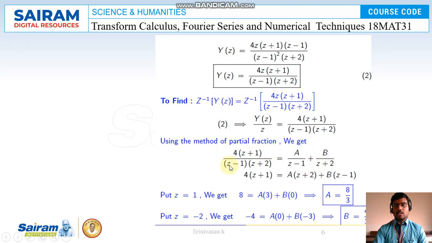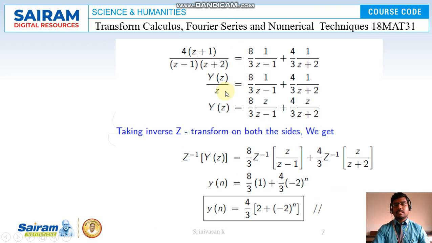So what is this value? This entire value, by using equation 2, is Y of z by z, equal to 8 by 3 into 1 by z minus 1 plus 4 by 3 into 1 divided by z plus 2. So taking z to the opposite side, we get z divided by z minus 1 plus 4 by 3 into z divided by z plus 2. Now taking inverse z transform on both sides. So z inverse of Y of z equal to 8 by 3 into z inverse of z divided by z minus 1 plus 4 by 3 into z inverse of z divided by z plus 2.